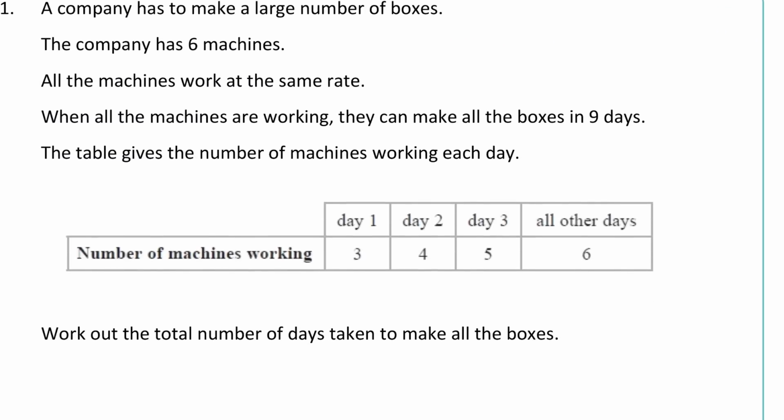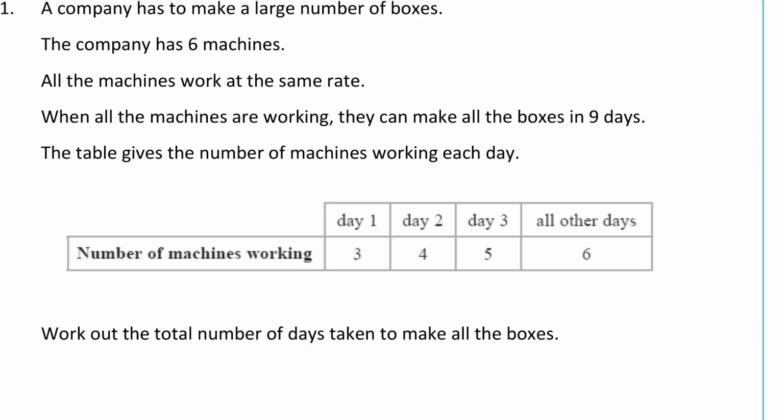Right, we have a company has to make a large number of boxes. The company has 6 machines. All the machines work at the same rate. When all the machines are working, they can make all the boxes in 9 days. The table gives the number of machines working each day, work out the total number of days taken.